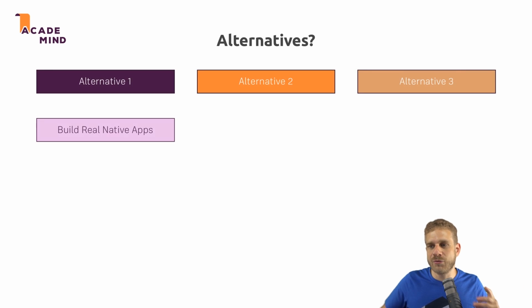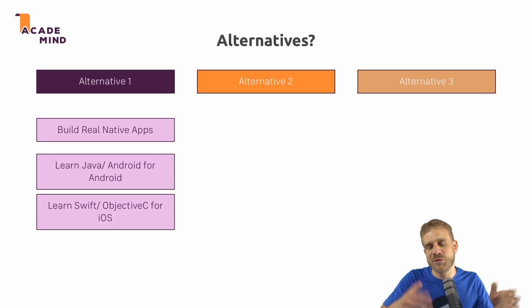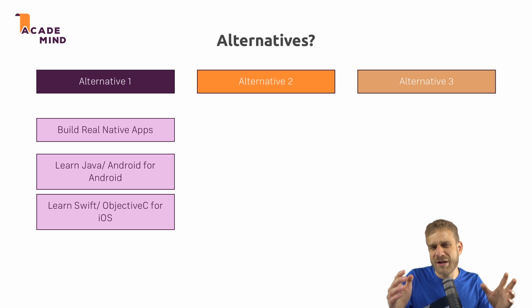The first one is that you write real native apps by learning Java and Android and Swift or Objective-C for the respective platforms. The advantage of this is that you got full access to all features and you don't need to worry about finding some workarounds to get that feature to work in your app.